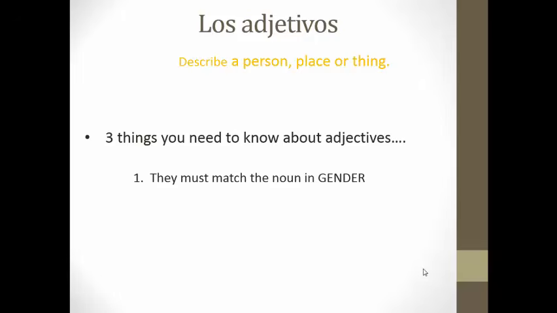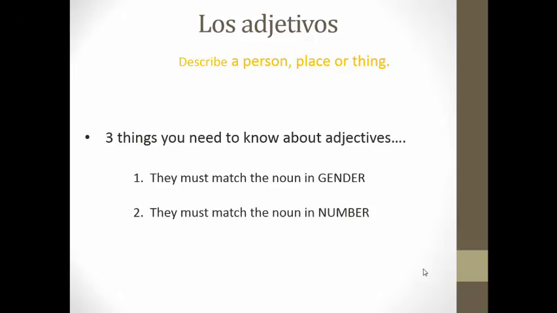Okay, so remember, ladies, when you're saying I'm tall, I'm athletic, I'm funny, unless you're a boy, they've got to end in A. So I'm tall, yo soy atlética. I'm funny, yo soy cómica. And so on. Number 2, adjectives must always match the noun in number.